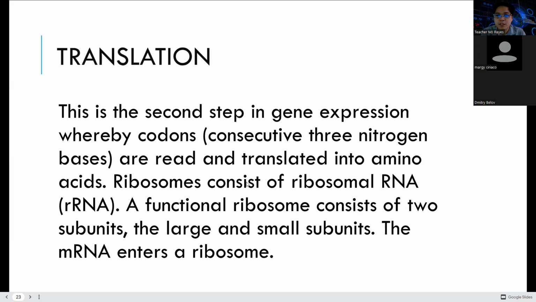Ribosomes consist of ribosomal RNA, or rRNA, again based on the function. A functional ribosome consists of two subunits.